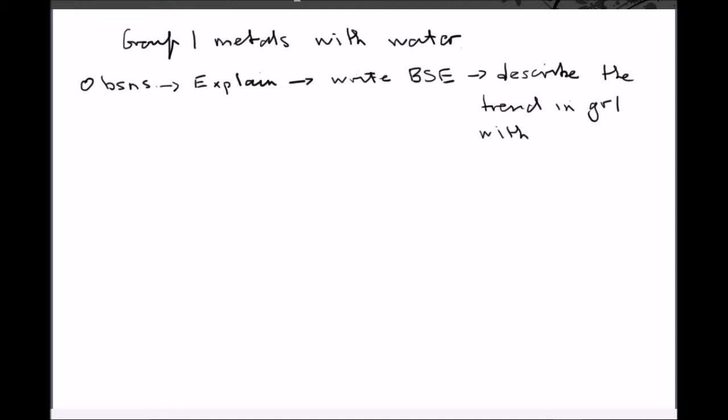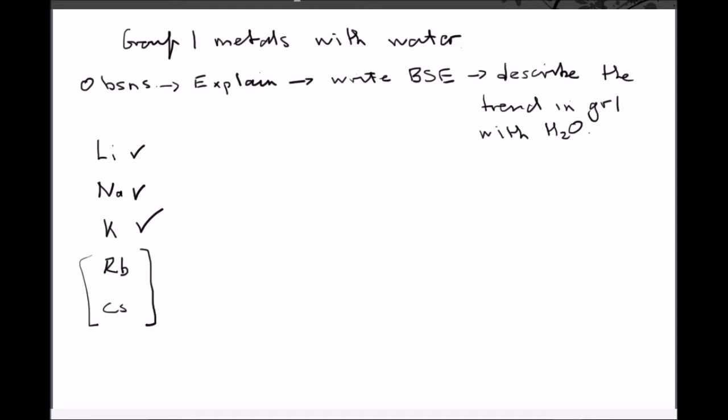So in other words, if we think about the group 1 metals from the periodic table, we would have lithium at the top of the group, followed by sodium, followed by potassium, and then there's two that aren't in the syllabus, which are rubidium and cesium, these two down here, but we're going to have a look at them just to confirm the trend. But we need to be able to state and explain what we see with water with each of these three, and then we need to have an idea of why the reactivity changes as we go down.